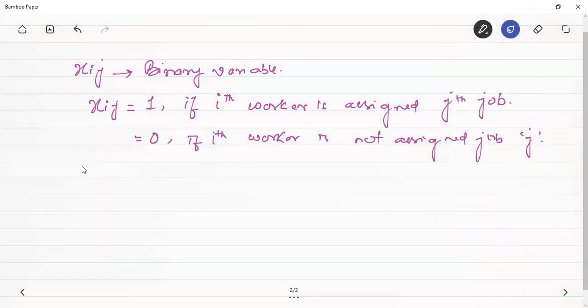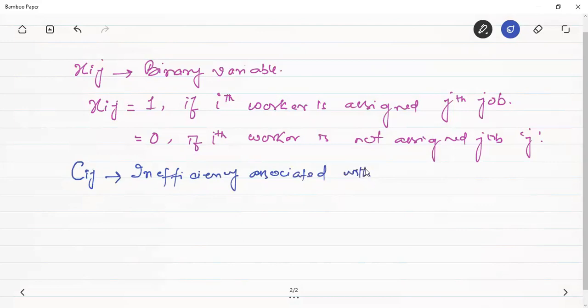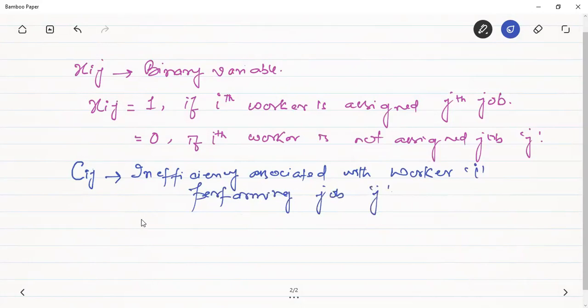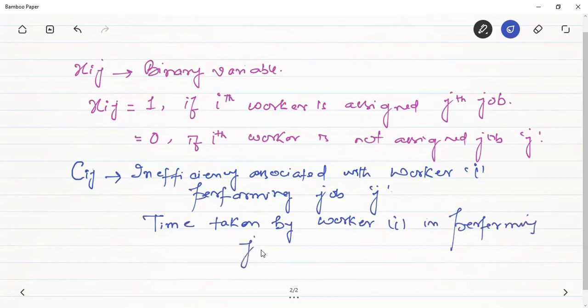Let's take a look at the minimization problem now. Cij is the inefficiency associated with worker i performing job j, or sometimes it is also explained in terms of the time taken by worker i in performing job j. So this is how we define the Cij in this case.